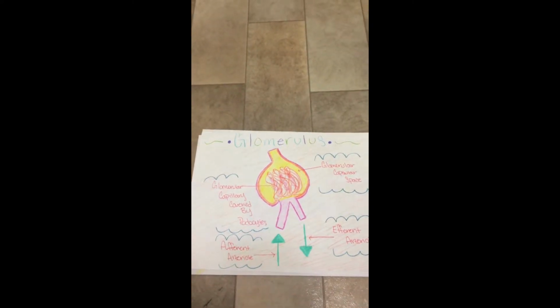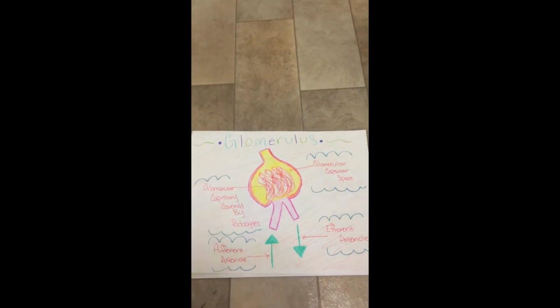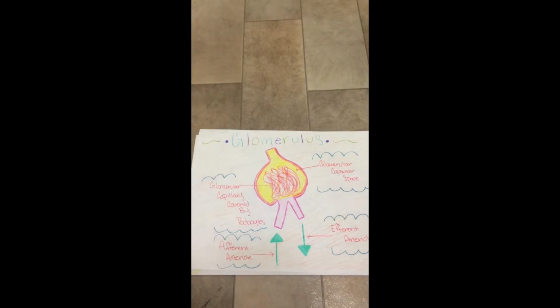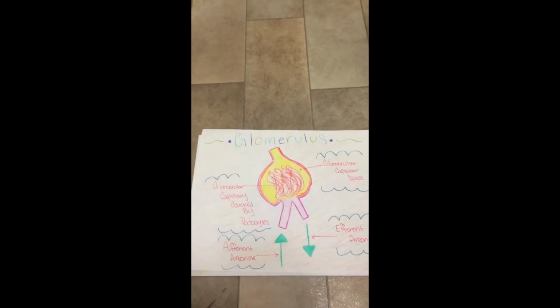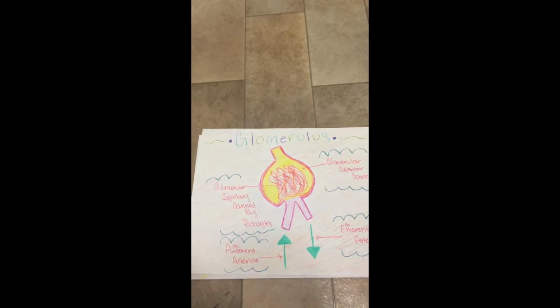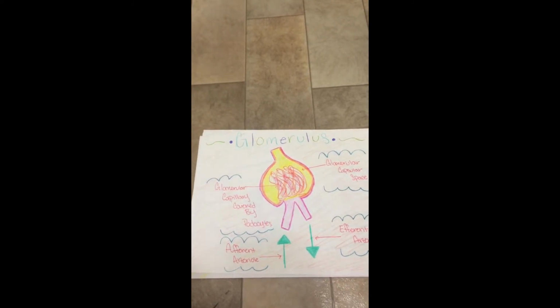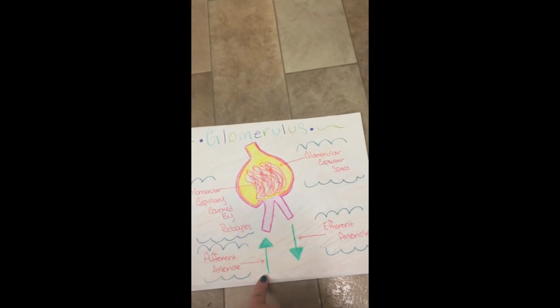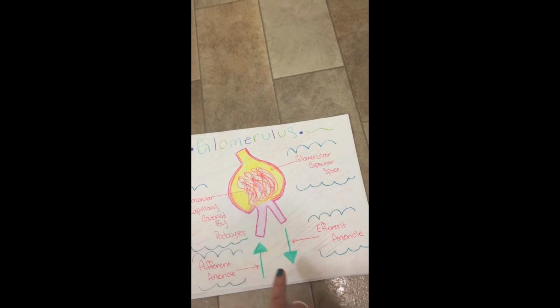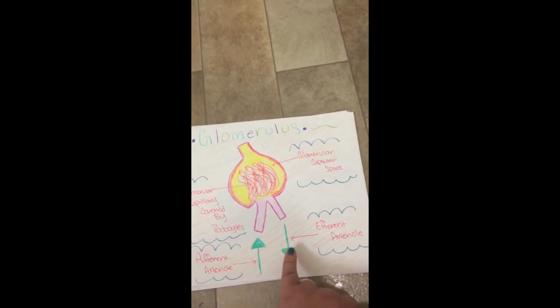The glomerulus is a specialized capillary bed which attaches to arterioles on both sides. These arterioles are the afferent and efferent arterioles. While the afferent arterioles deliver blood to the capillaries, efferent arterioles carry the blood away from the glomerulus of the kidney. So here we have the afferent, which carries blood to the capillaries, and here we have the efferent, which carries blood away.